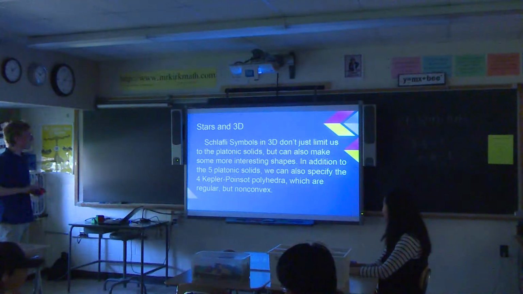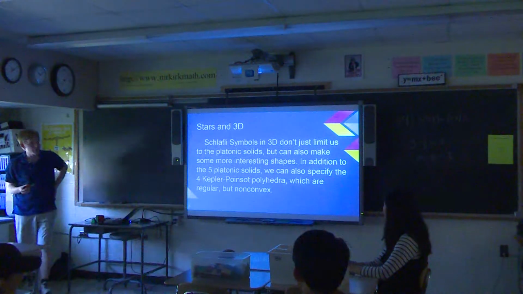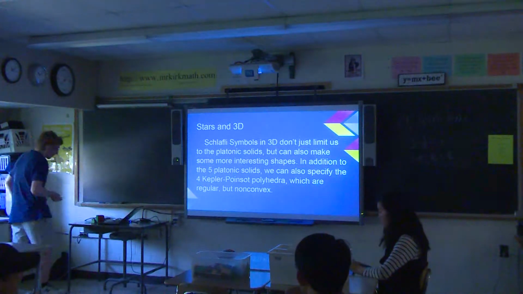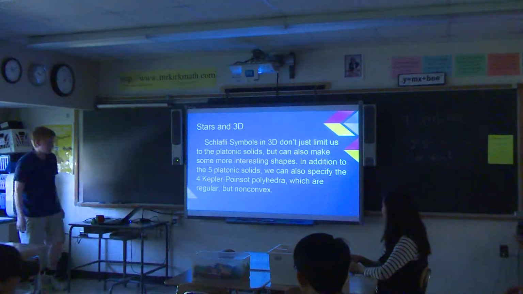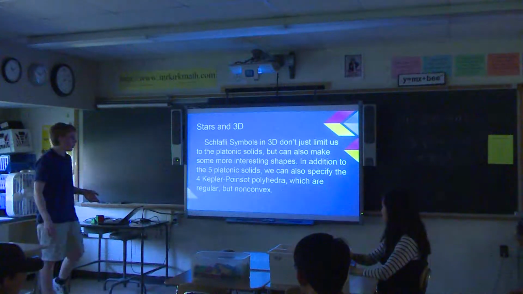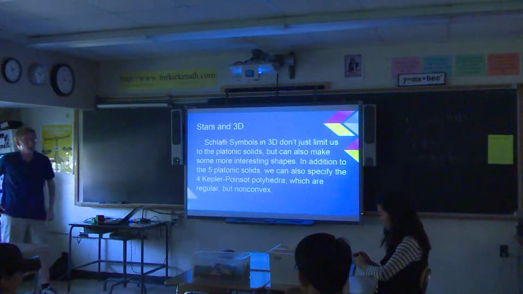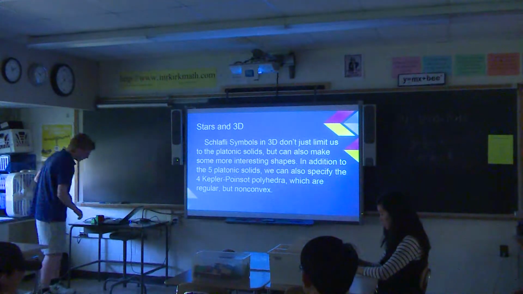Anyways, so the last thing is, Schlafli symbols can actually draw a few more things than just the platonic solids that we've already seen. So in addition to those 5, we can also specify what are called the Kepler-Poinsot polyhedra, which are regular also, but they're non-convex. And they have star polygons as either their P/Q or their R/S.